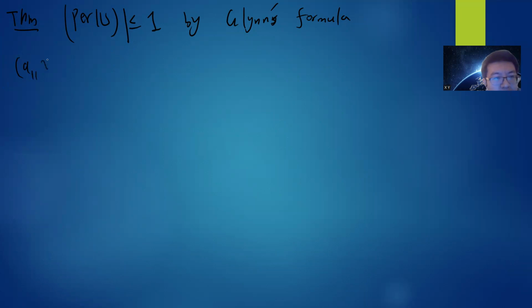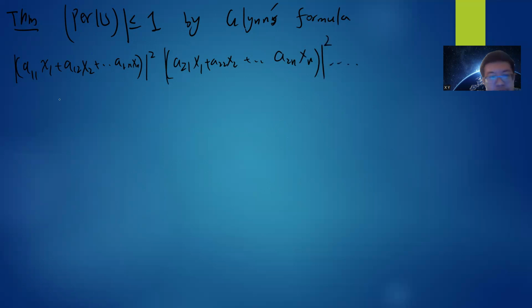Okay, so notice that if I compute the absolute value square of this, and I take the product of it: A11 x1 plus A12 x2 up to A1n xn, absolute value square, then A21 x1, A22 x2, up to A2n xn, absolute value square, and so on until AN1 x1, AN2 x2, up to ANN xn, absolute value square. I consider this term, let's call it B. I want to bound B. If I can bound B, then I can bound the permanent, right? So I want to find an upper bound of B.